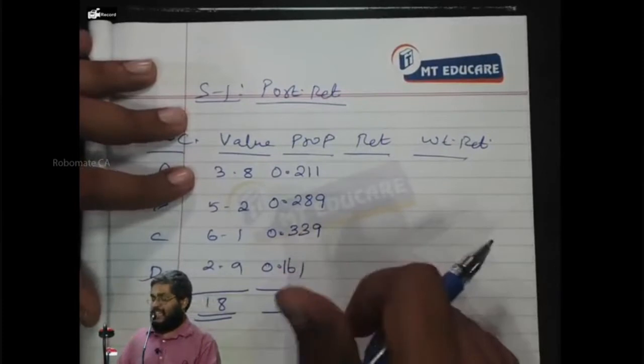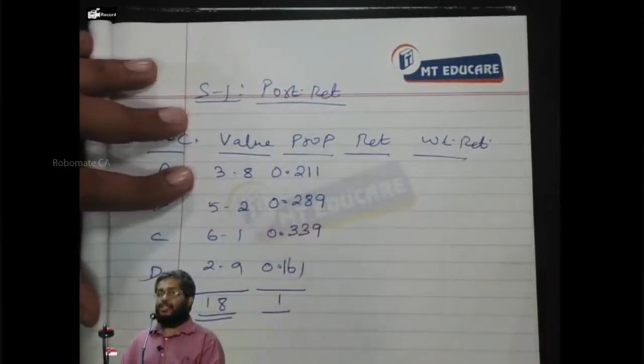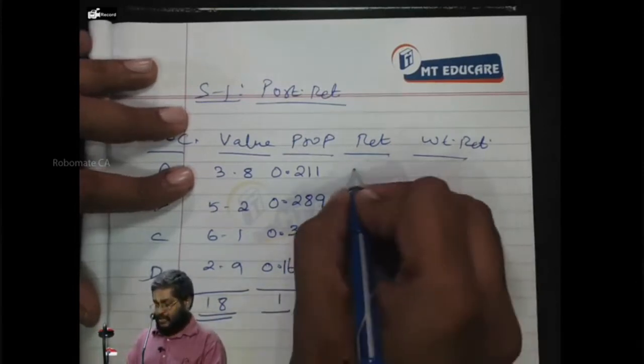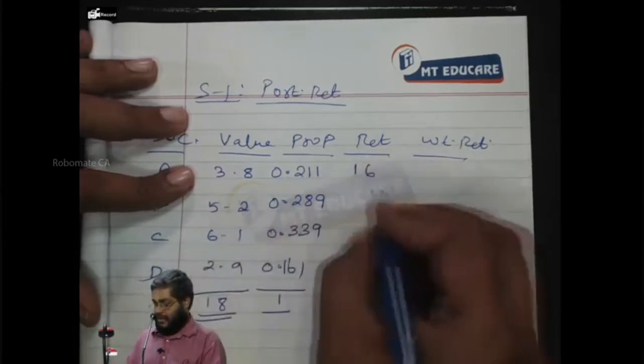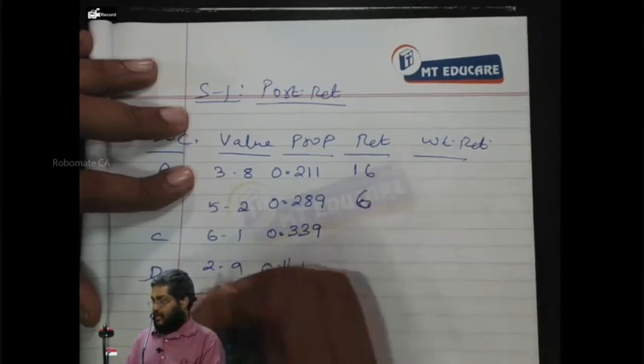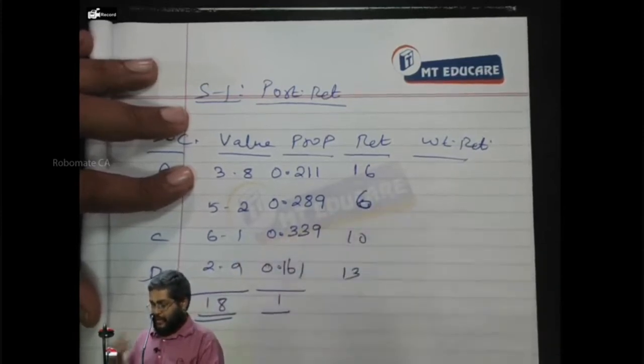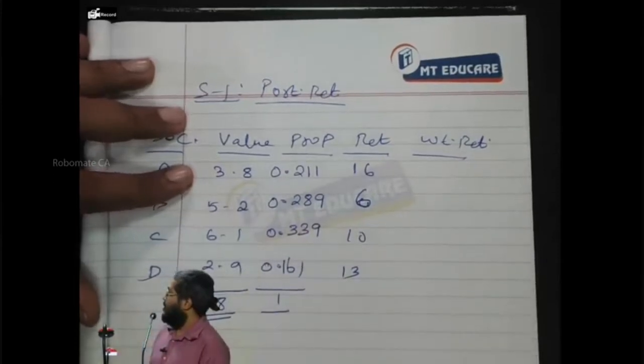Every security is expected to give a return or not? Now, is this expected return sure or unsure? Unsure. Always an average is unsure. It is an average expected return. Tell me how much it is here. 16, sorry, 16, 6, 10 and then 13.